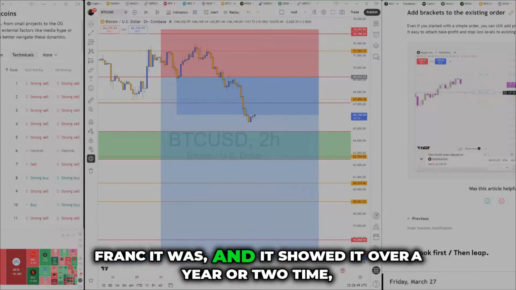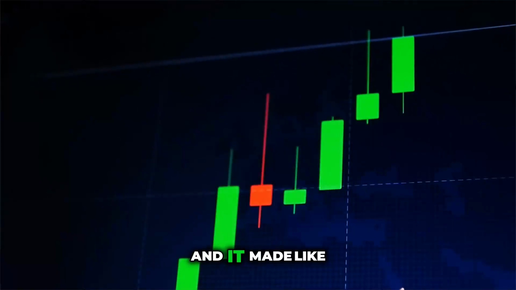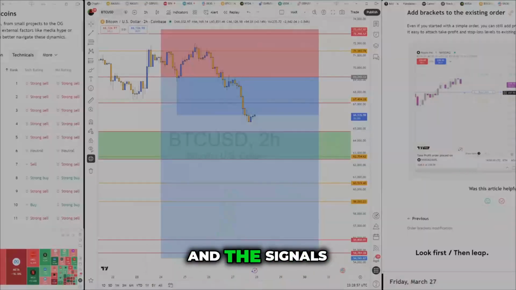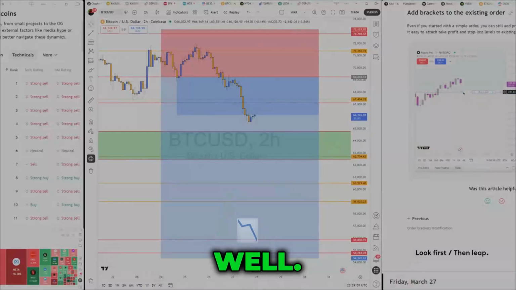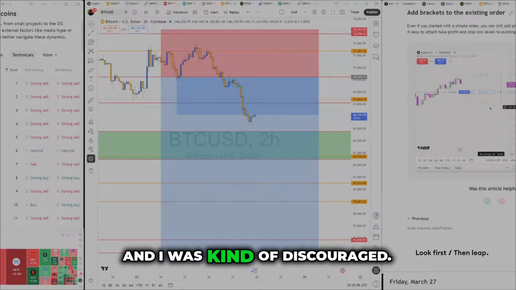Then I read this article, and it showed an example, I think it was a Swiss franc, over a year or two, and it made like $37,000 at very small drawdowns, and the signals were just great. Then I ran our system, and we did nowhere near as well. Yeah, our system made money during that period, but nowhere near as well. And I was kind of discouraged.